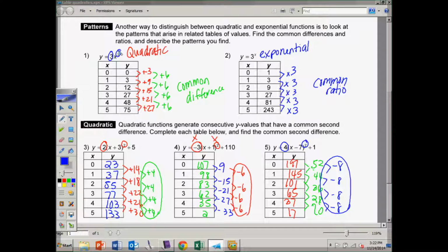Oh, make the 4 negative. Just make it negative? Yeah. If I made it negative, what would that do to my function? What does a negative on the outside cause my function to do? It reflects. So I really don't want to move my function, but there has to be a reason why we're getting negative 8.